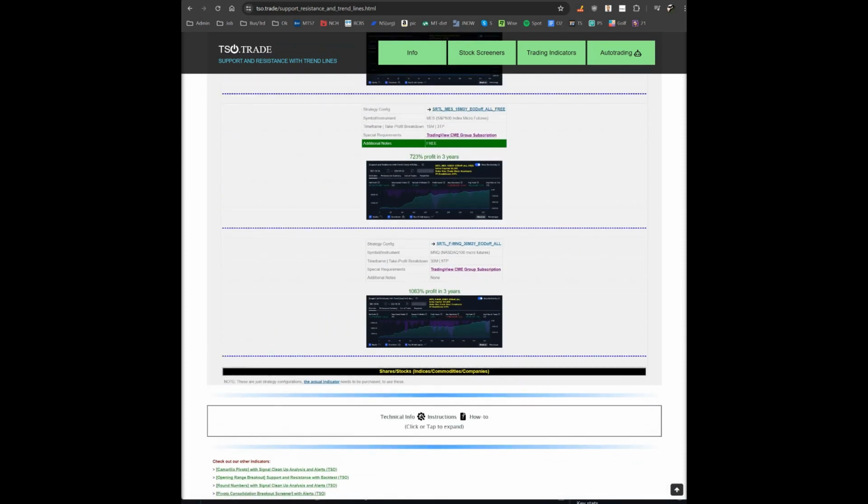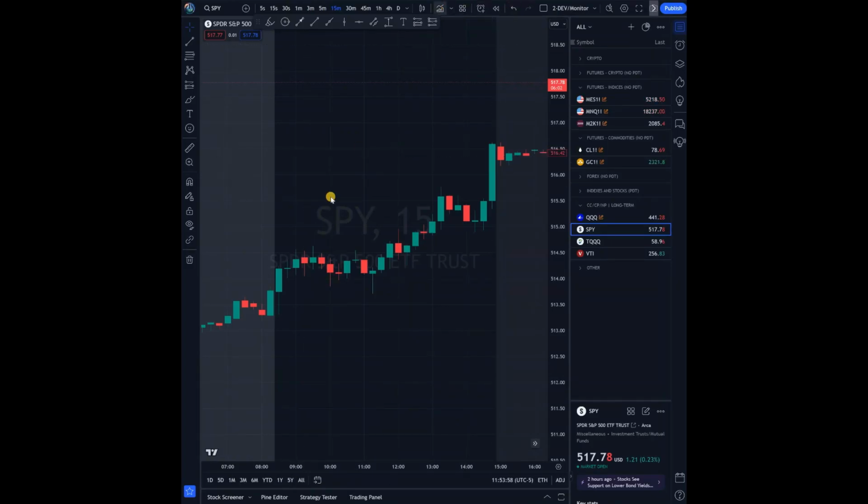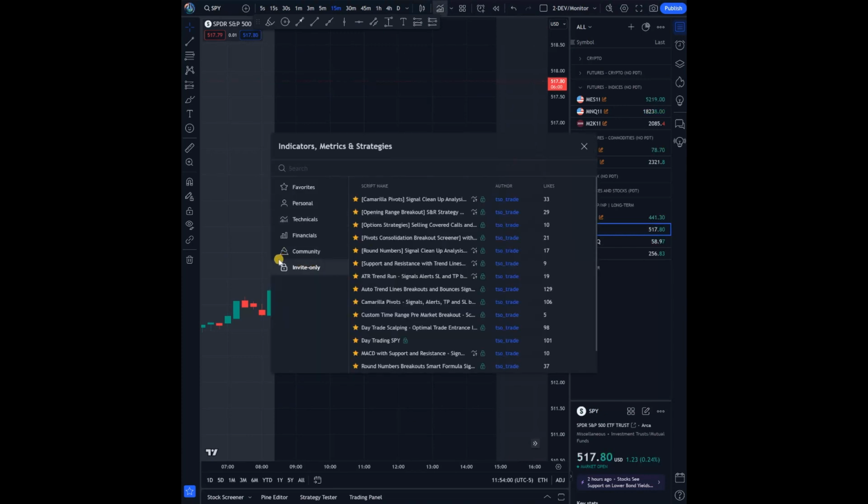So let's go back here. Once you purchase it or you were granted trial access, you can find it under invite only, or just look by author, just TSO_trade. It's support and resistance with trend lines. Our newest indicators are with brackets, so make sure there are brackets in the beginning.